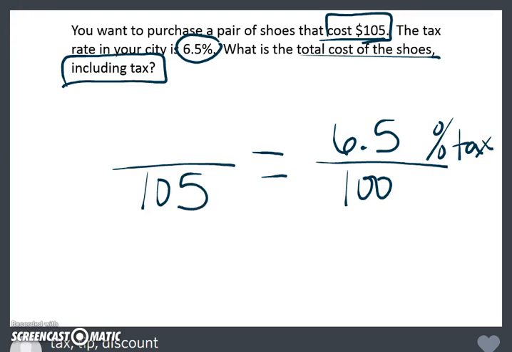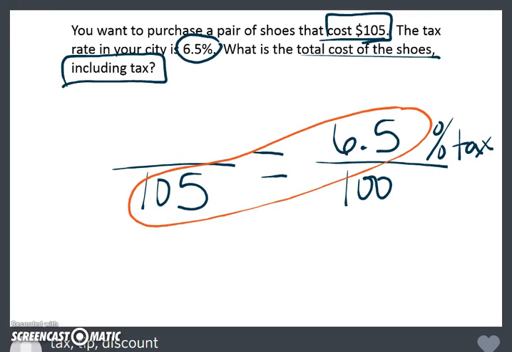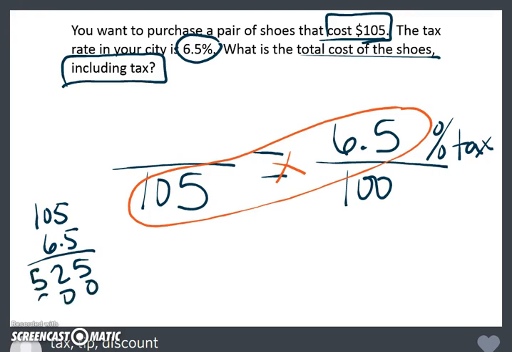Okay, now I see that there's a decimal here, and whenever there's decimals, it's much harder to find a factor of change. So when there's decimals, I usually cross multiply and divide. So 105 times 6.5 is my first step, and I get 682.5.